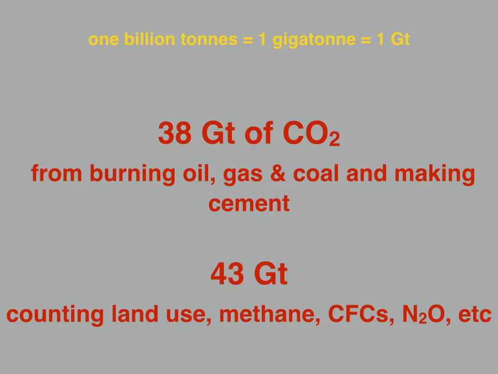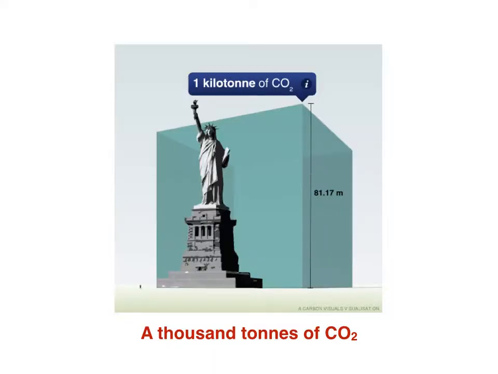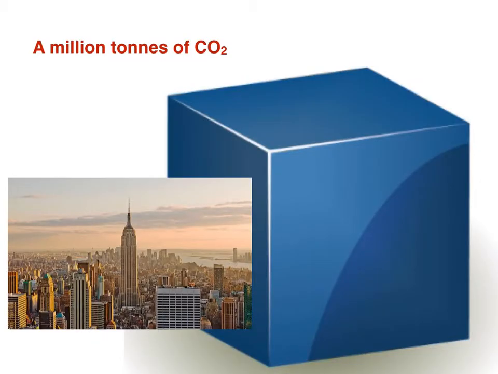So just to help us get a handle on these very, very large numbers, here's a few little assistance for your imagination. This is what a box of 1,000 tons of CO2 would look like at atmospheric pressure. This is what 1 million tons would look like. It's a bit less than twice the height of the Empire State Building with its spire.